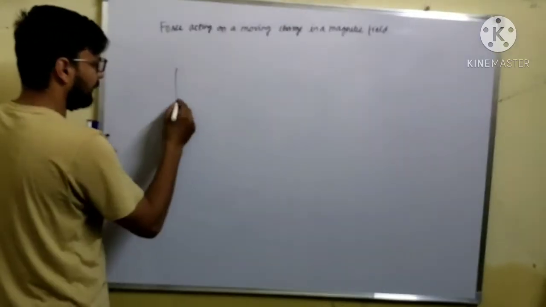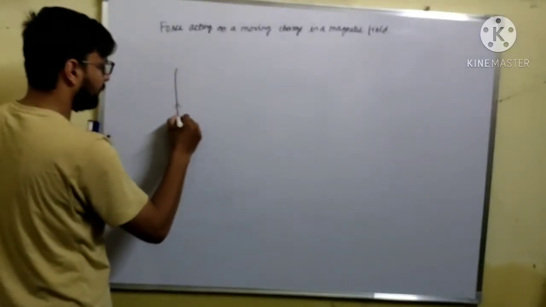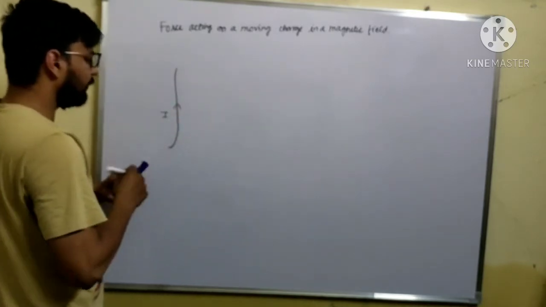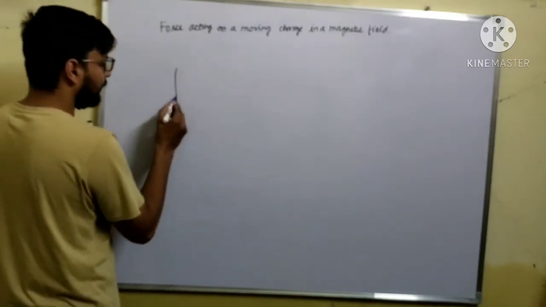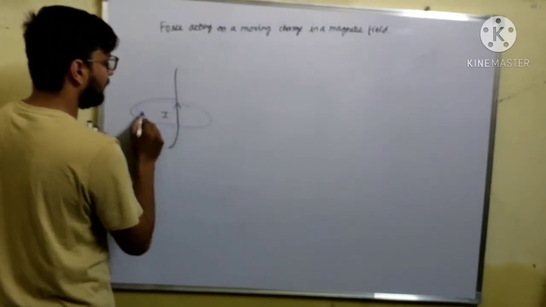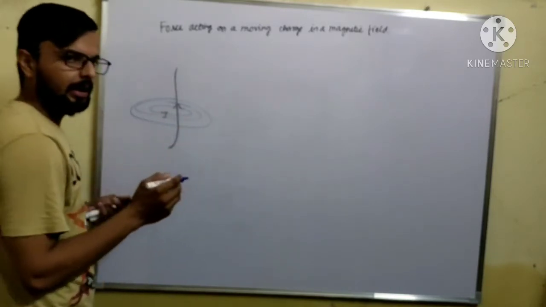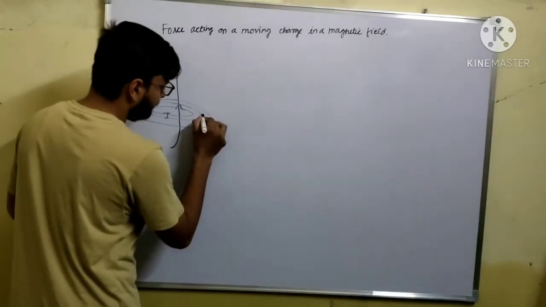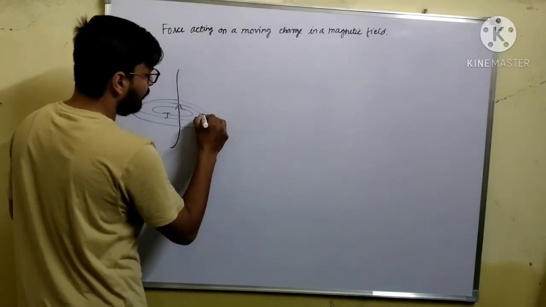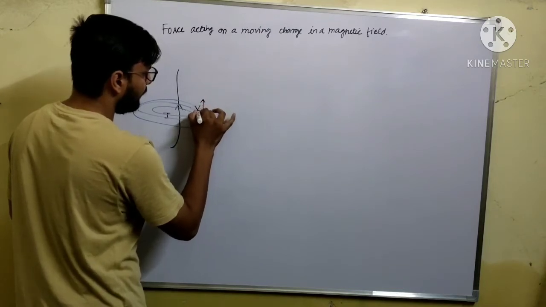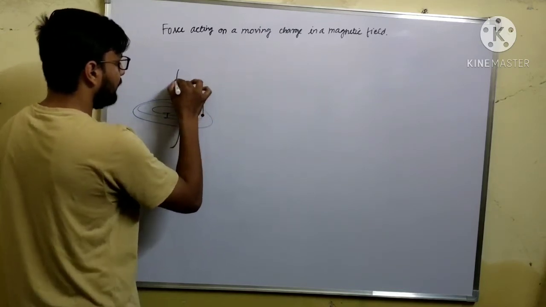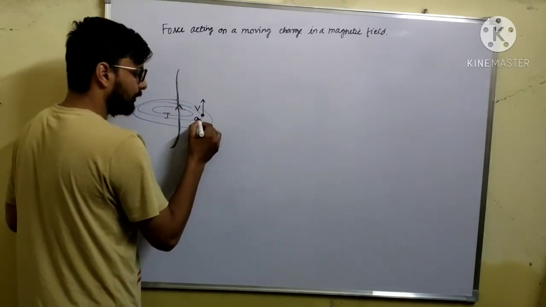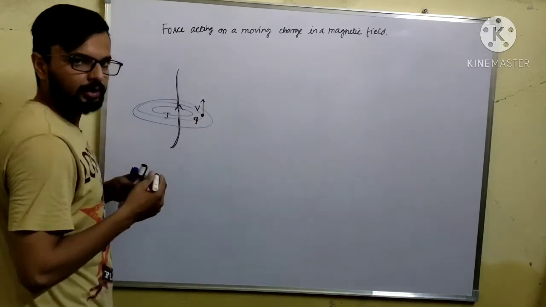Suppose this is a current carrying wire, capital I. So around this wire, what will there be? There will be some magnetic field. Correct. And suppose I take a charge Q moving with some velocity V. This is a current carrying wire, and around that wire we have a magnetic field, and there is a charge Q moving with some velocity V.